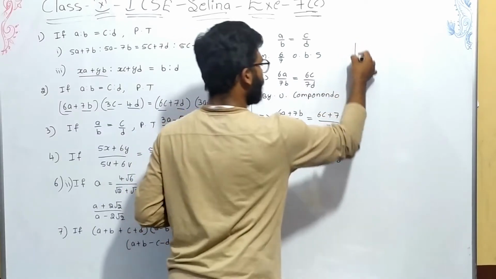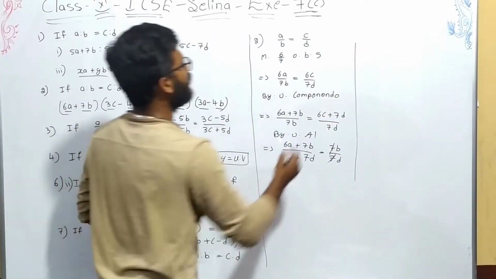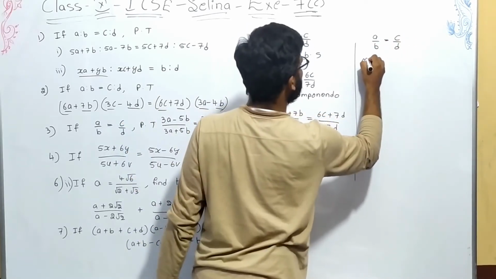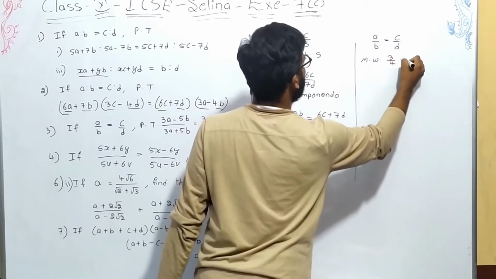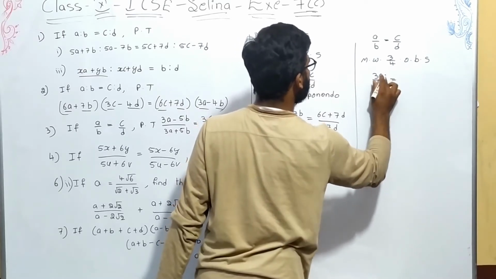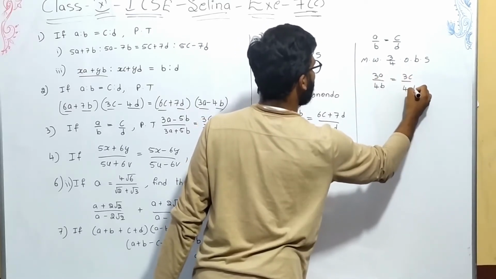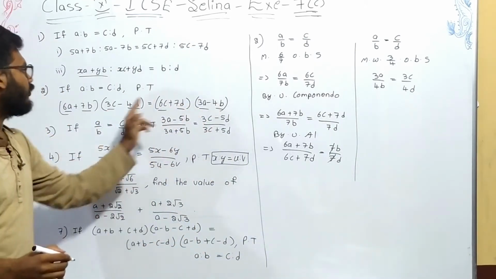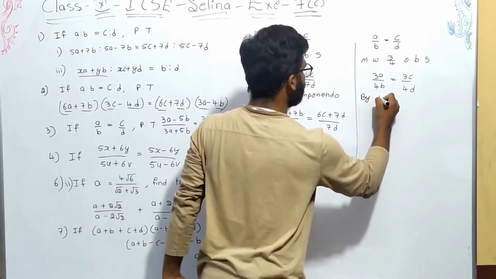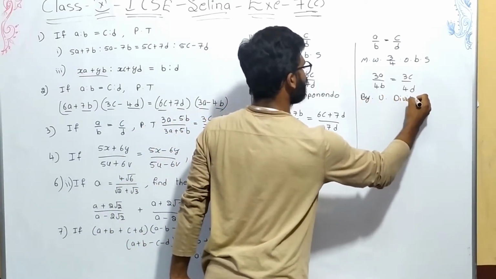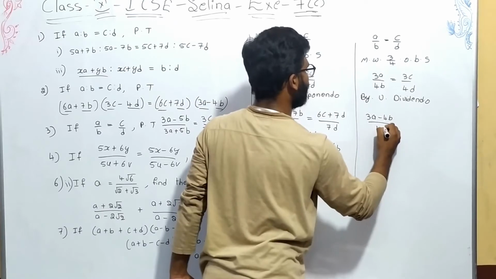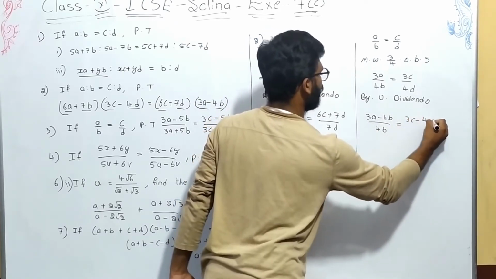In the same way, do it for a by b is equal to c by d. If I multiply with 3 by 4 on both sides, what will I get? 3a by 4b is equal to 3c by 4d, right? But here I want minus between 3a and 4b, and 3c and 4d. So which property do I have to use? By using dividendo, I can say 3a minus 4b by 4b is equal to 3c minus 4d by 4d.